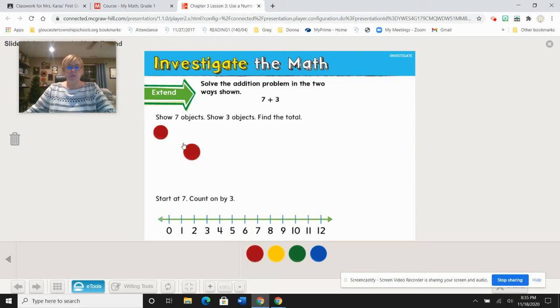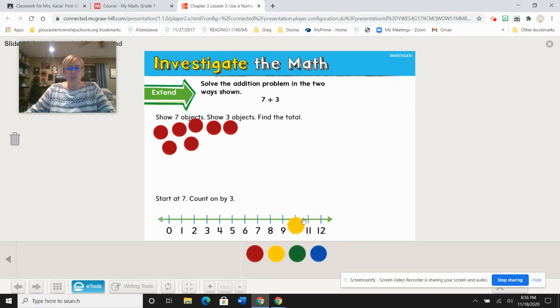1, 2, 3. Don't go too fast. I can't move that fast. 4, 5, 6, 7. Okay. Now, I know some of you might already know what the sum is, but I like to follow along and do it, and it's just kind of fun to do.